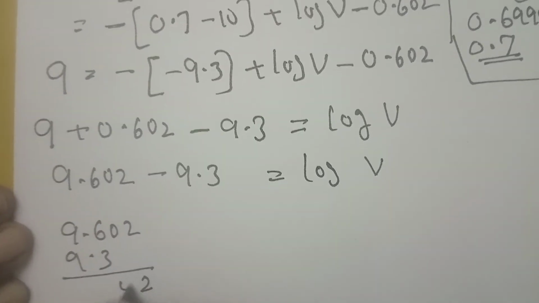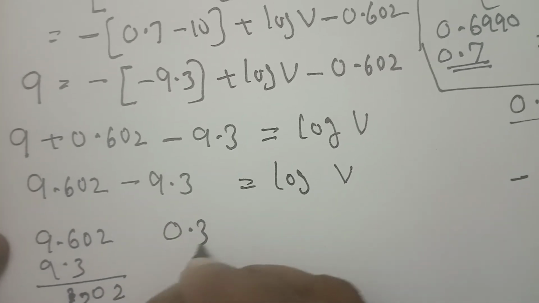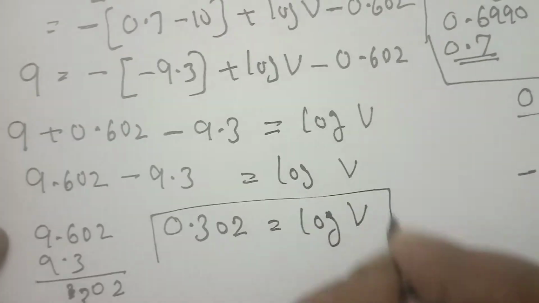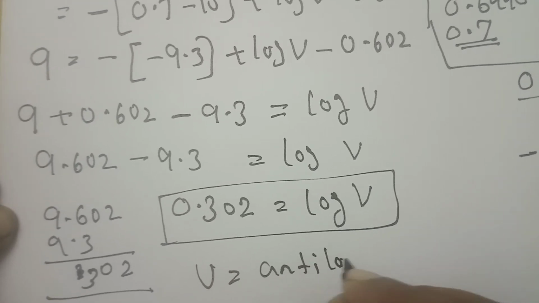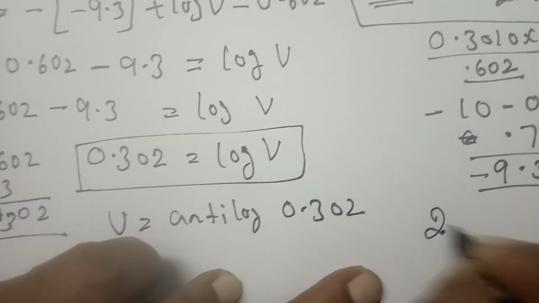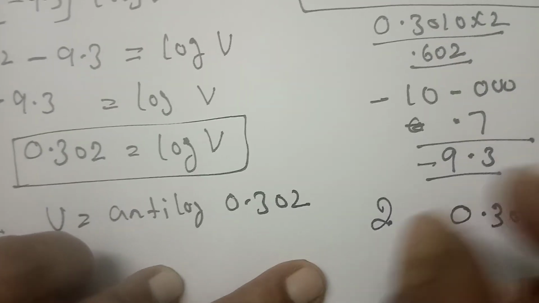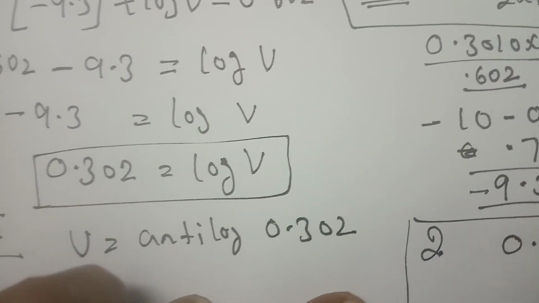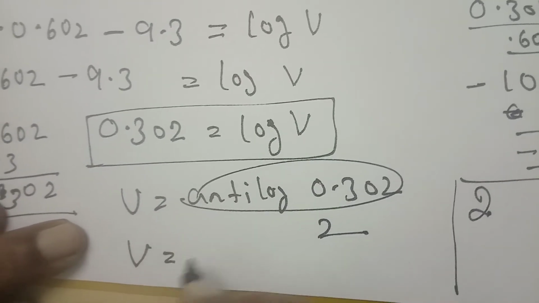What are you getting? Your answer is 0.302, equal to log V. Okay, now here what we want is V equal to the anti-log of 0.302. Here the trick is, for 2, the log is 0.3010. So the anti-log of this is 2. This is the understanding. So the anti-log of the whole thing is equal to 2. So V is equal to 2.